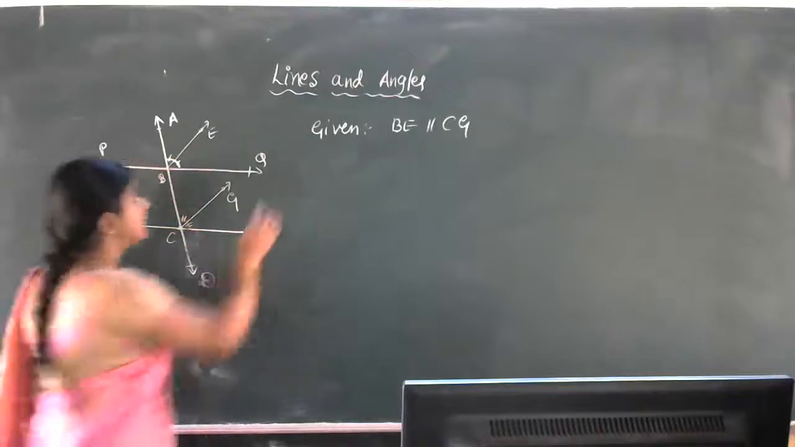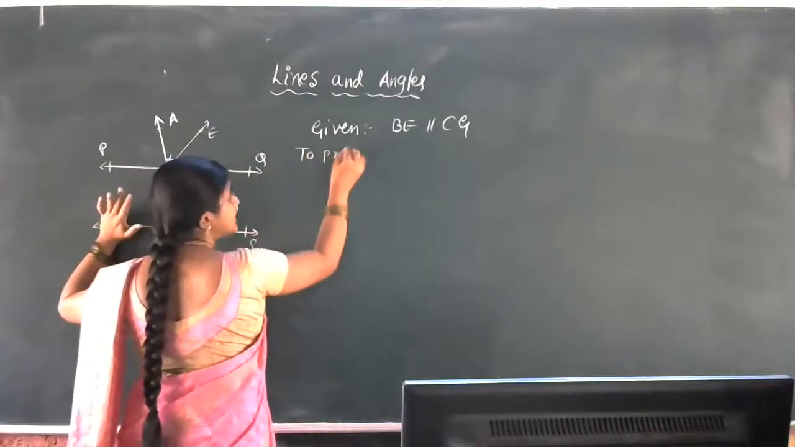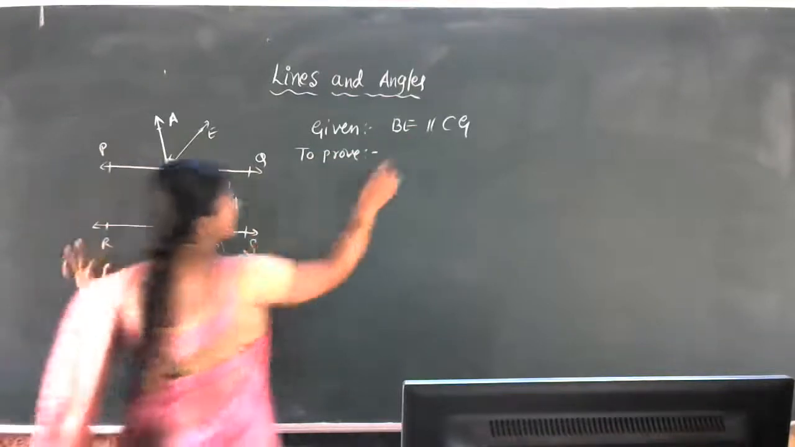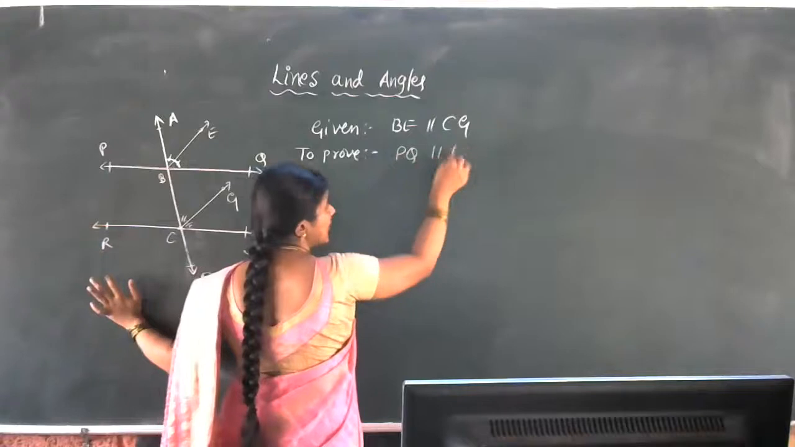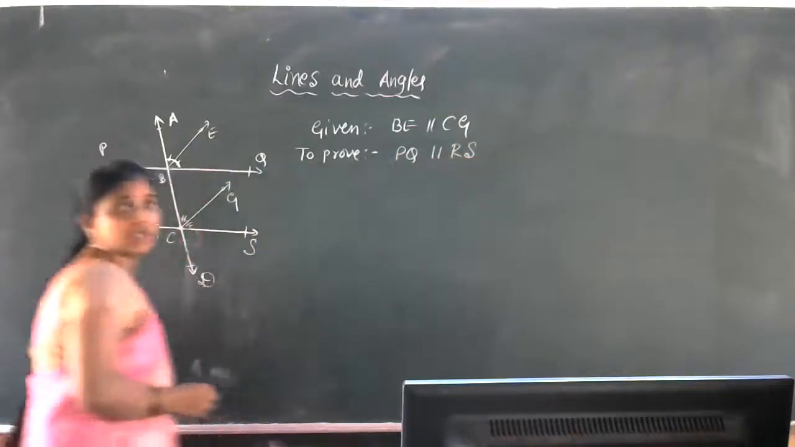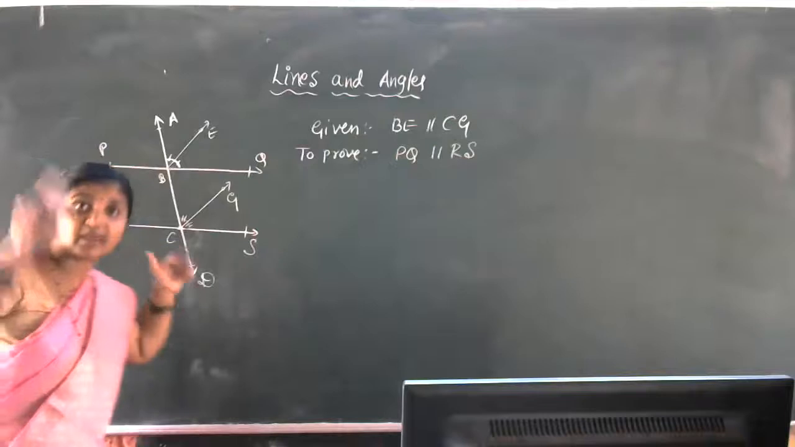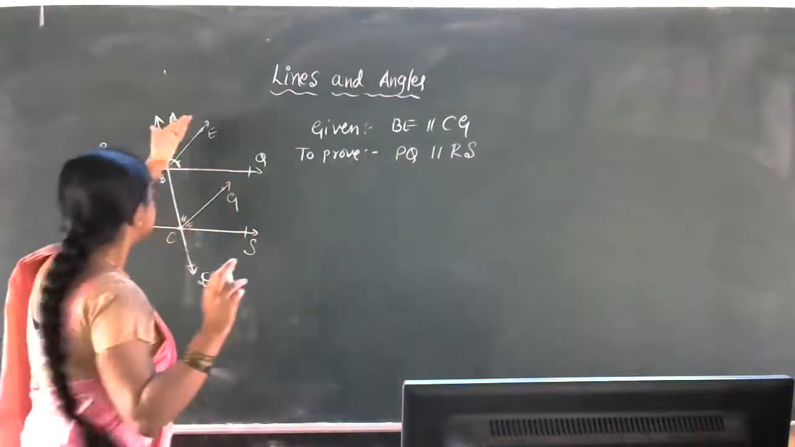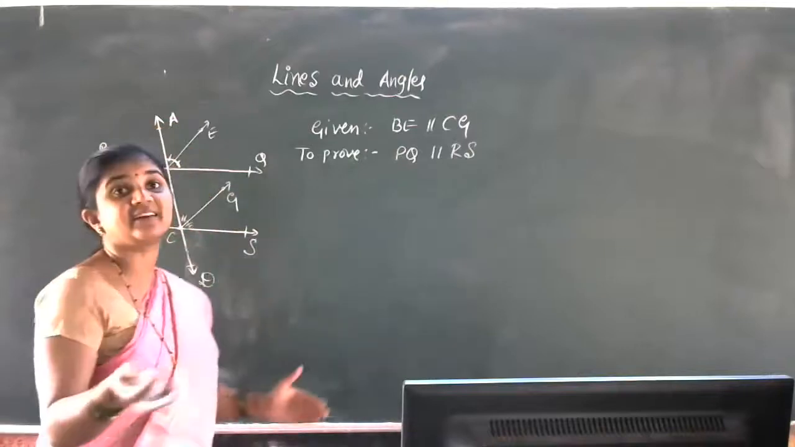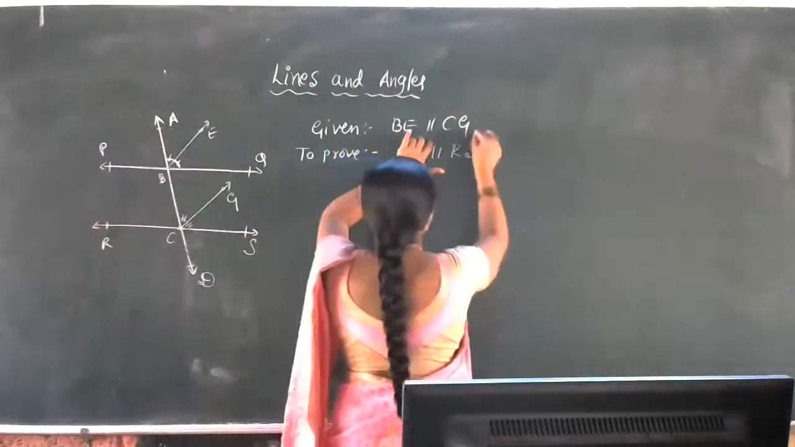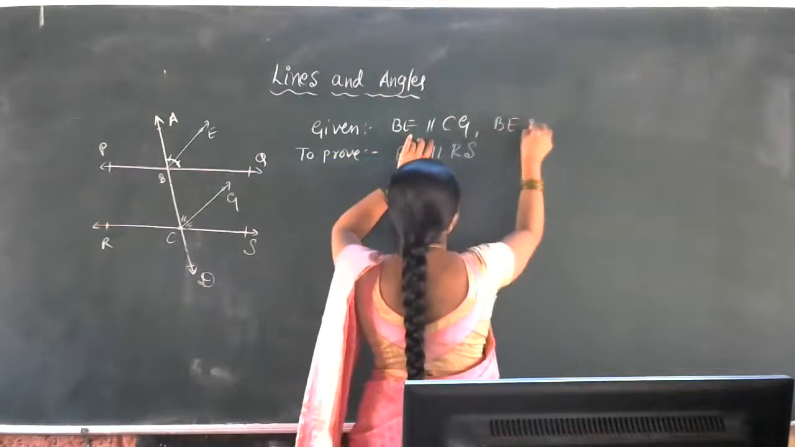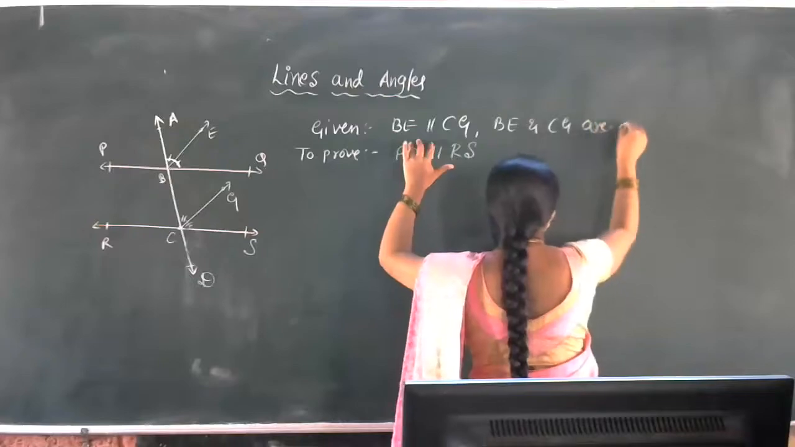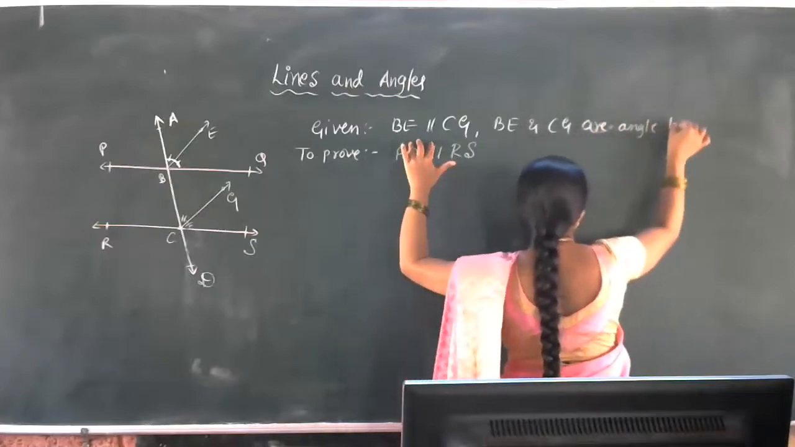What do we have to prove here? Using this parallel line condition, we have to prove that PQ line is parallel to RS line. So how can we prove that? The given data is BE and CG are bisectors. One more thing you have to write in the given data: BE and CG are angle bisectors.